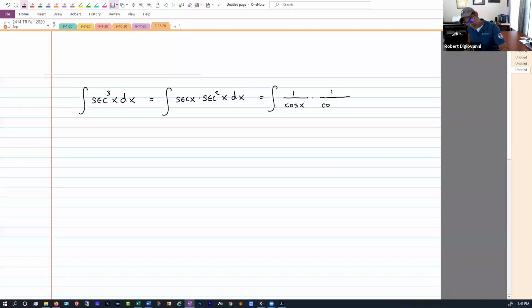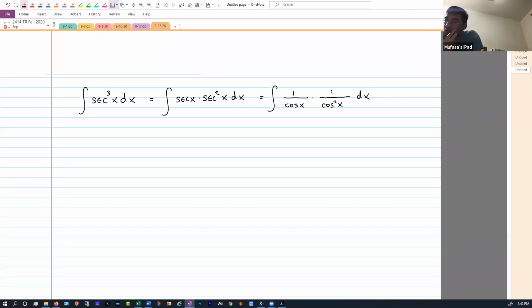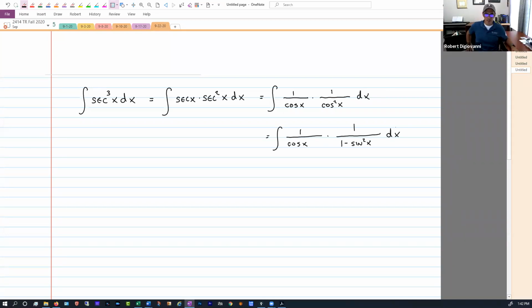Anybody else, feel free to jump in if you have a different path you want to go down. And now use the trig identity about the cosine, 1 minus sine squared. Everything you've done is algebraically legal, right?